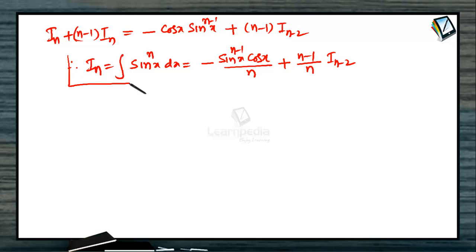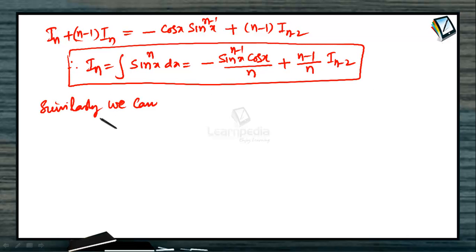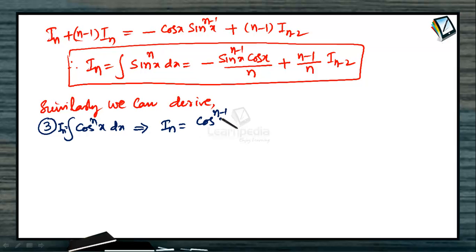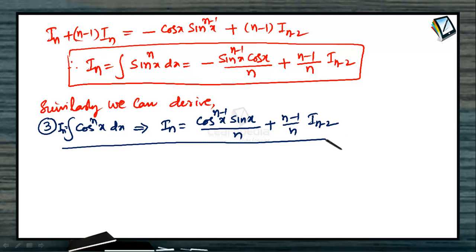This is the second reduction principle. Similarly proceeding, we can derive the third reduction principle: the integral I_n, that is the integral of cos^n x dx, is I_n equals cos^(n-1)x times sin x by n plus (n-1) by n of I_(n-2). The proof is similar to the previous one.